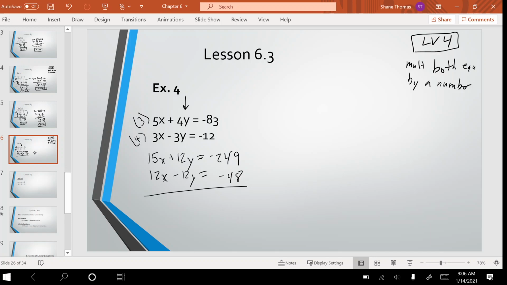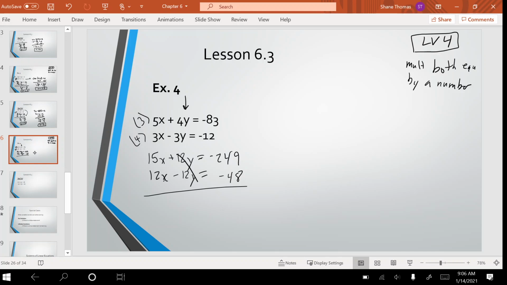Got a little bit out of control, didn't it? It's really big numbers. This happens sometimes in elimination. Don't freak out. All right? As long as you're doing the process right, it doesn't matter what those numbers are. Sometimes they will get big. All right? So 12y's are gone.